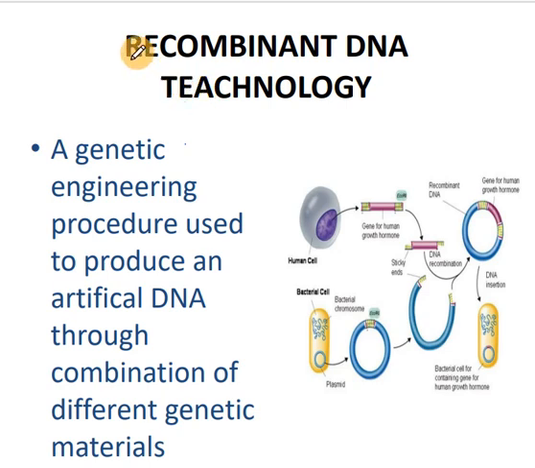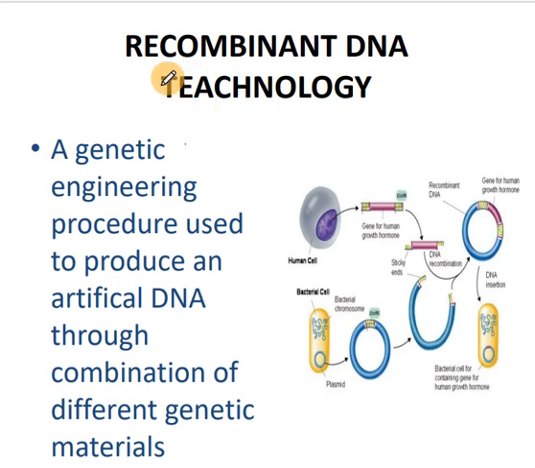As the name implies, we say it is recombinant. The word recombinant means that we recombine two DNAs from different sources. Here we define it as a genetic engineering procedure that is used to produce an artificial DNA through combination with different genetic materials. So you can have two different DNAs and we recombine them to form one DNA. Now the newly formed DNA, which is from the two, is called a recombinant DNA.